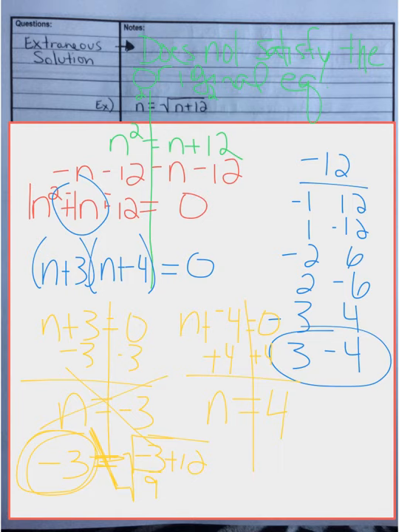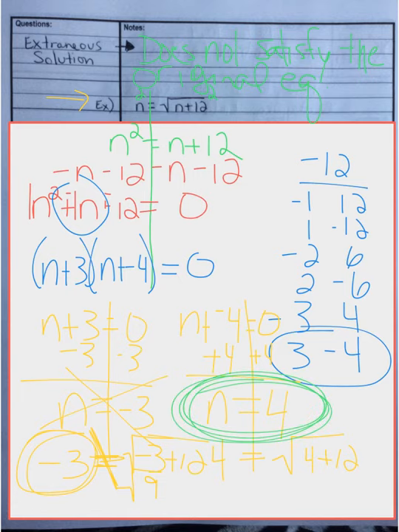original equation. If we put 4 in, going back to the original equation, 4 equals the square root of 4 plus 12. Well, 4 plus 12 is 16, and when you square root it, you do get a +4. So my answer, and my only answer for this one, is n equals 4. So we do have to check and see if we have any what we call extraneous solutions.